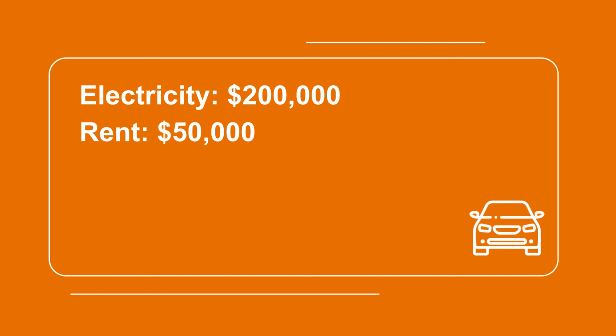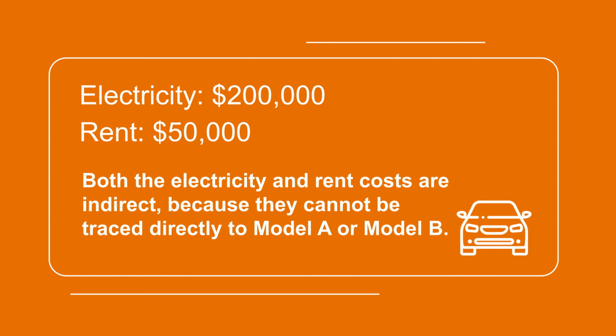Z is a car manufacturing company. They produce Model A and Model B cars. The budgeted factory electricity to produce both the models is $200,000. The budgeted factory rent to produce both the models is $50,000. Both the electricity and rent costs are indirect because they cannot be traced directly to Model A or Model B, and therefore, activity-based costing is useful in this situation.